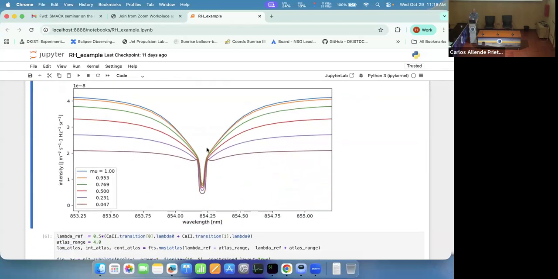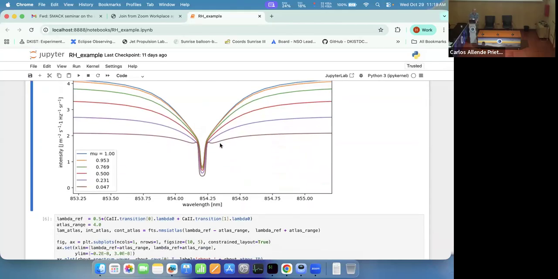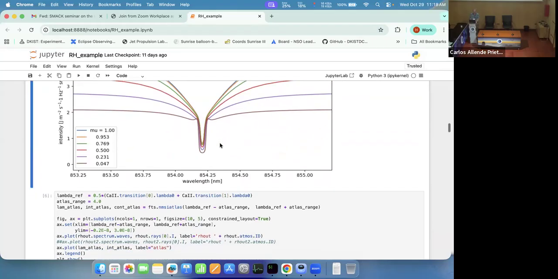I'm going pretty fast, but I will make this notebook and upload it to GitHub so that if you're interested, you can go through it yourself.